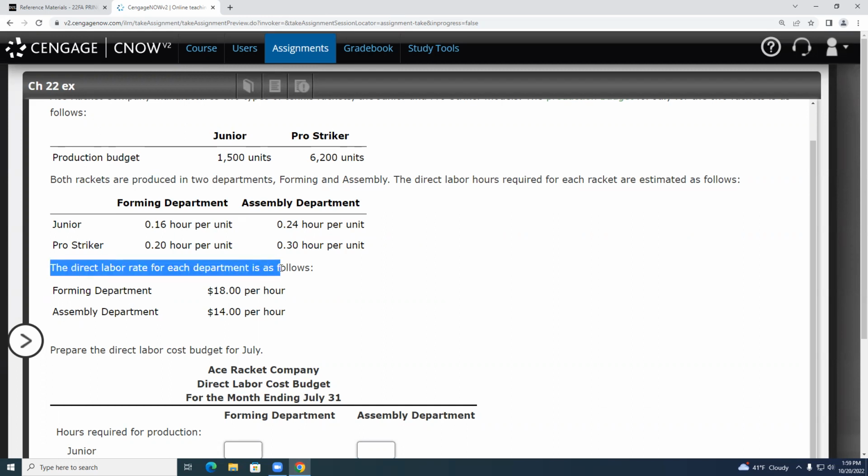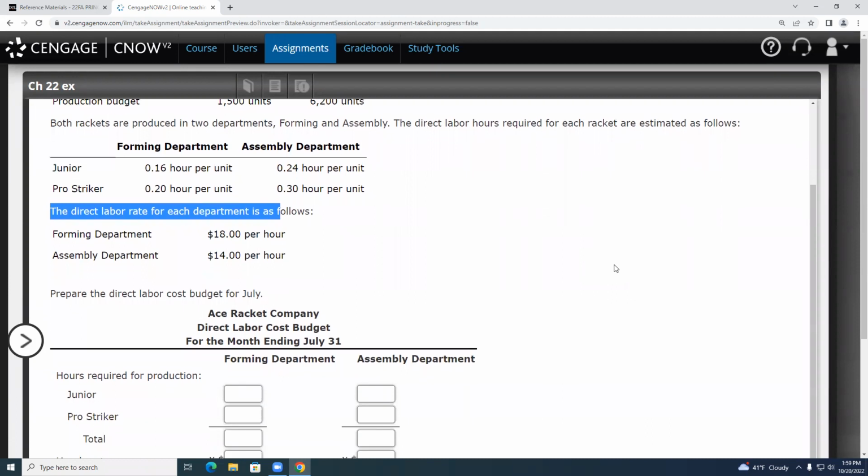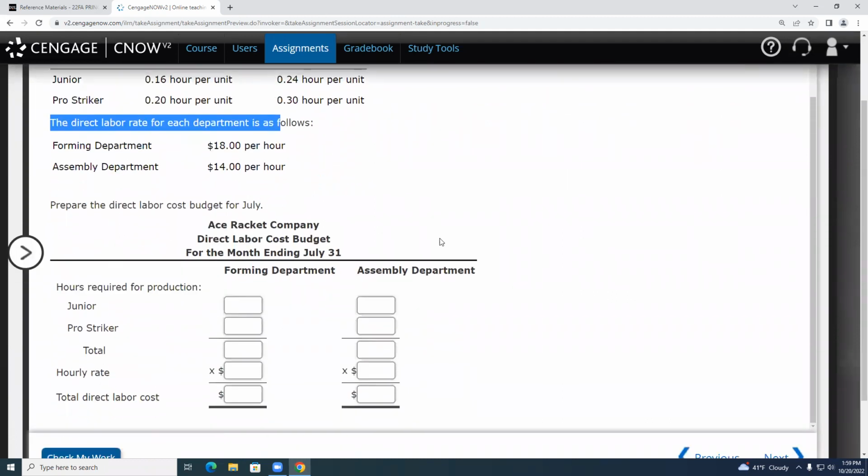We then also have the direct labor rate for each department. How do we know that? Human Resources told us. Here's how much we pay the workers in the forming department on average, and here's how much we pay the assembly department on average. In case you're not aware, New York State's minimum wage in this area is going up to $14.20 the first of the year, just FYI.